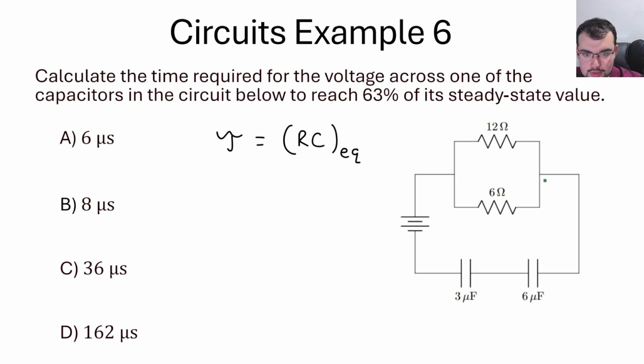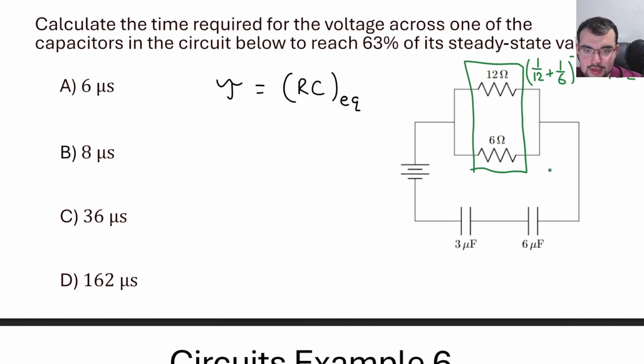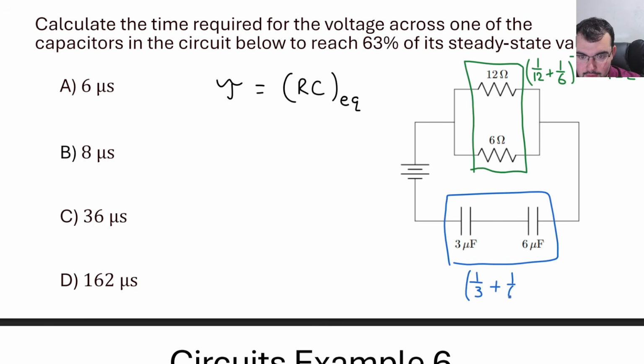So we got a 12 and a 6 ohm resistor in parallel. So parallel resistors add via the reciprocal rule. So that's 1/12 plus 1/6, to the -1, which is actually 4. We figured that out in the previous problem with the capacitors. And then we have capacitors in series down here, which also add via reciprocal. And that one is 2 microfarads.